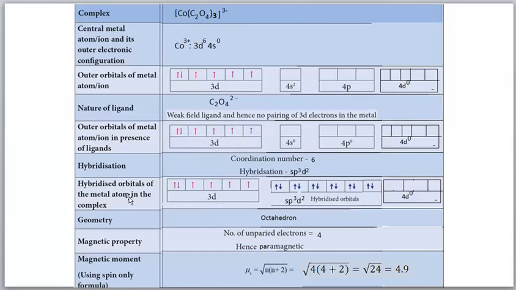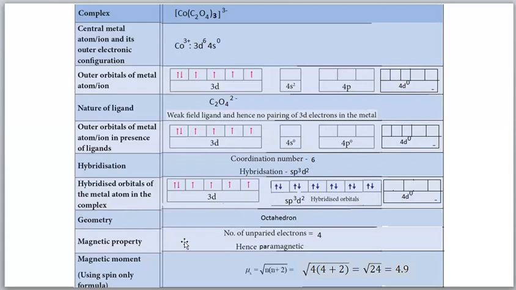Then the hybridized orbitals of the metal atom in the complex. This d orbital electronic configuration we can draw as it is. Then here 6 orbitals are required, and all the 6 orbitals we can write together. All the 6 orbitals have paired electrons. Then geometry: since the coordination number is 6, the geometry is octahedral.